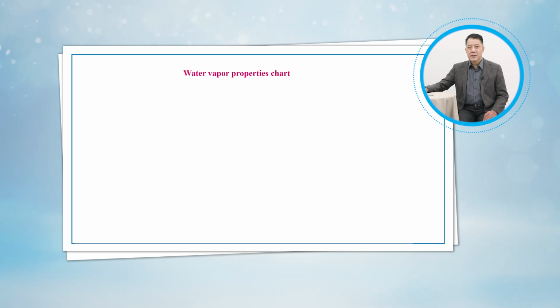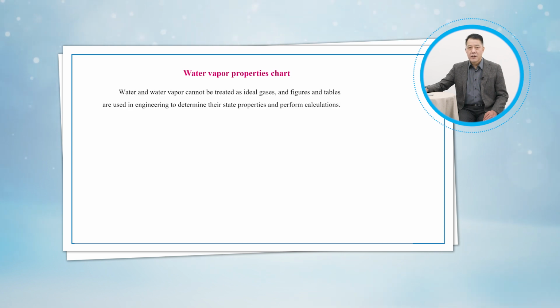Now, let's talk about the water vapor property chart. Water and water vapor cannot be treated as ideal gases, and figures and tables are used in engineering to determine their state properties and perform calculations.